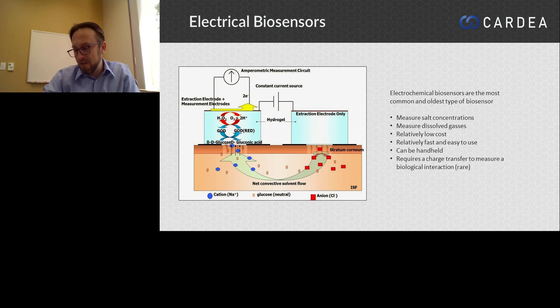But the major exception here is probably the most common biosensor in the world, and that is glucose monitoring. So most of the monitors that you use to check your glucose level if you're diabetic rely on some sort of electrochemical biosensor. And so they're actually all over the place. They're inexpensive, relatively easy to use. Obviously, they can be handheld, relatively fast. The major drawback of an electrochemical biosensor is that it requires some sort of charge transfer. Basically, you need an element of biology that acts like a battery.